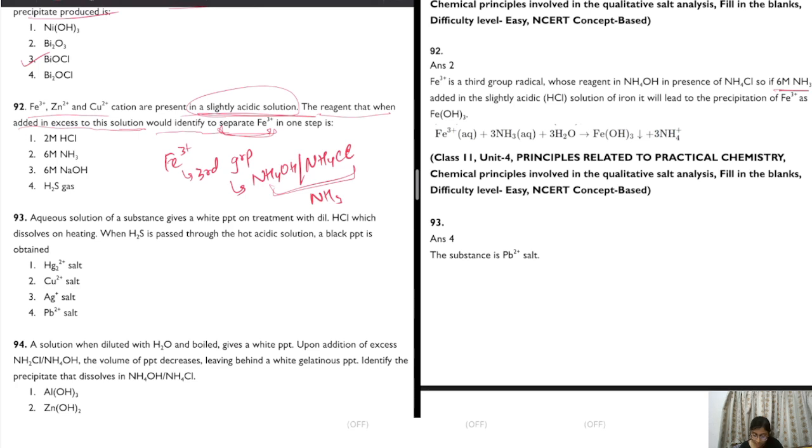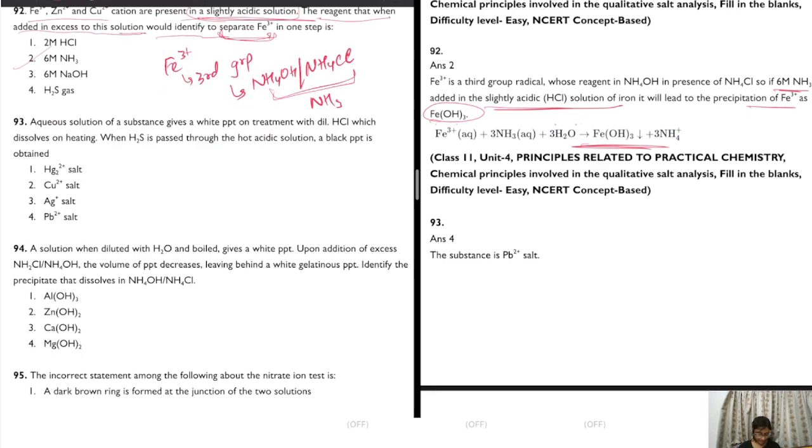So if we add 6 molar NH3 to the slightly acidic solution of iron, it will lead to the precipitation of Fe3 plus as Fe(OH)3. So this is what we get. Now let's see the next question.